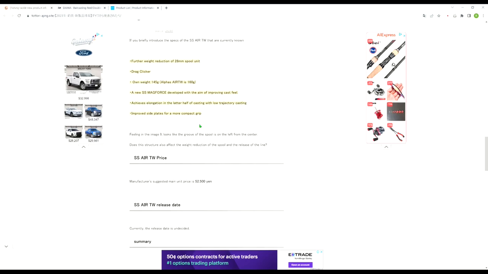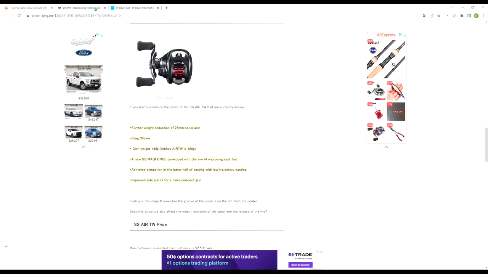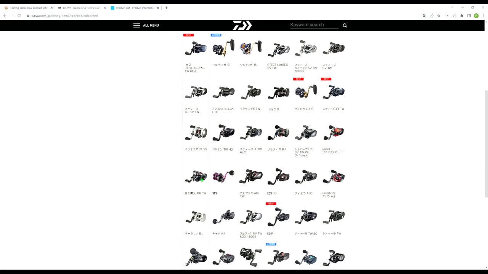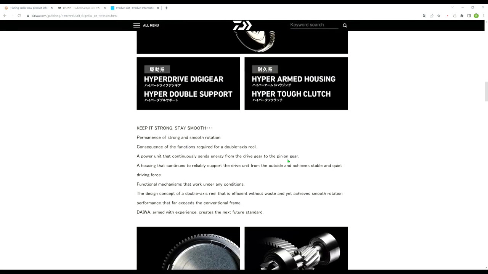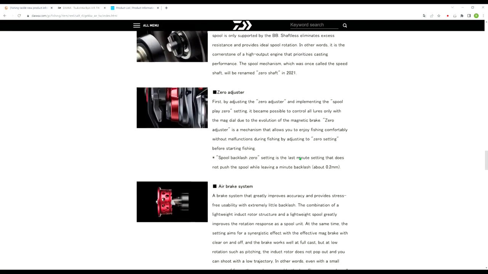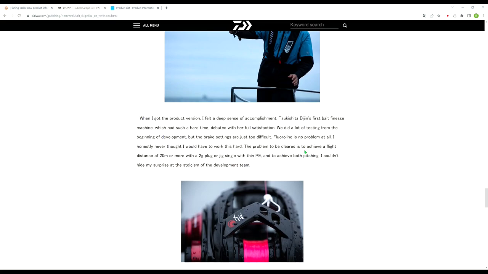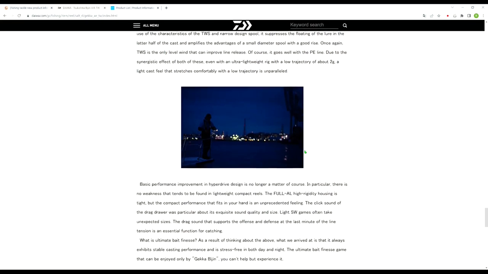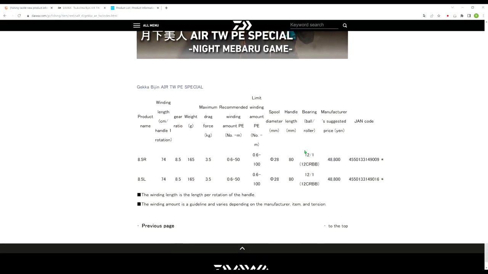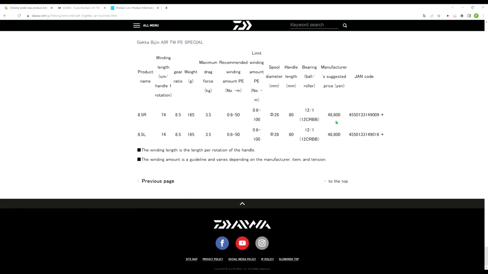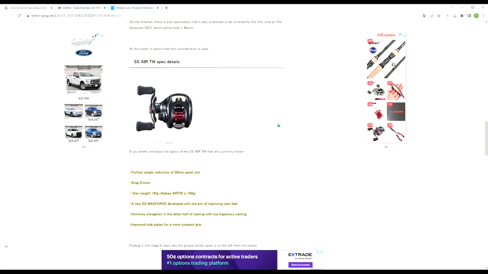So it's significantly more than the Alpha's Air. And it's even more than the Gekabijan, which was supposed to be the long casting bait finesse reel for Daiwa. But I've proven that it can't hang with the Shimano offerings, especially that 22 Aldebaran. But yeah, the Gekabijan is 48,800 yen. So yeah, finally Daiwa is moving in the right direction and not putting that horrible air brake system into this SS AirTW.